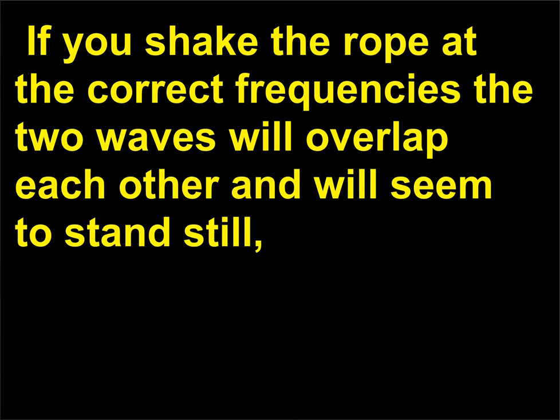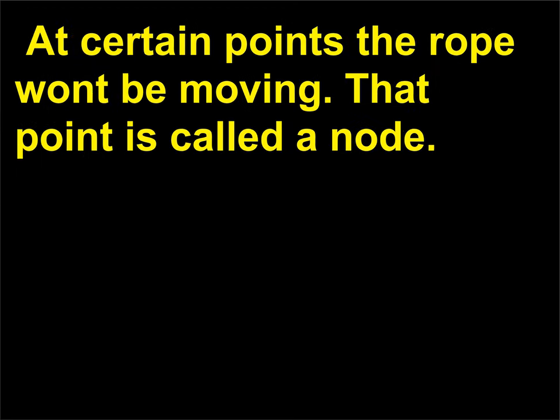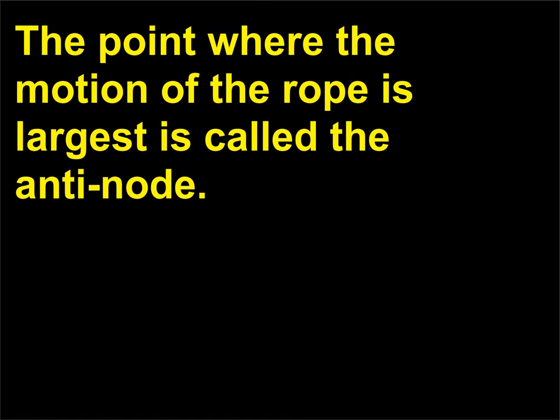If you shake the rope at the correct frequencies, the two waves will overlap each other and will seem to stand still, producing a standing wave. Two distinct regions on a standing wave can be seen. At certain points the rope won't be moving. That point is called a node. The point where the motion of the rope is largest is called the antinode.